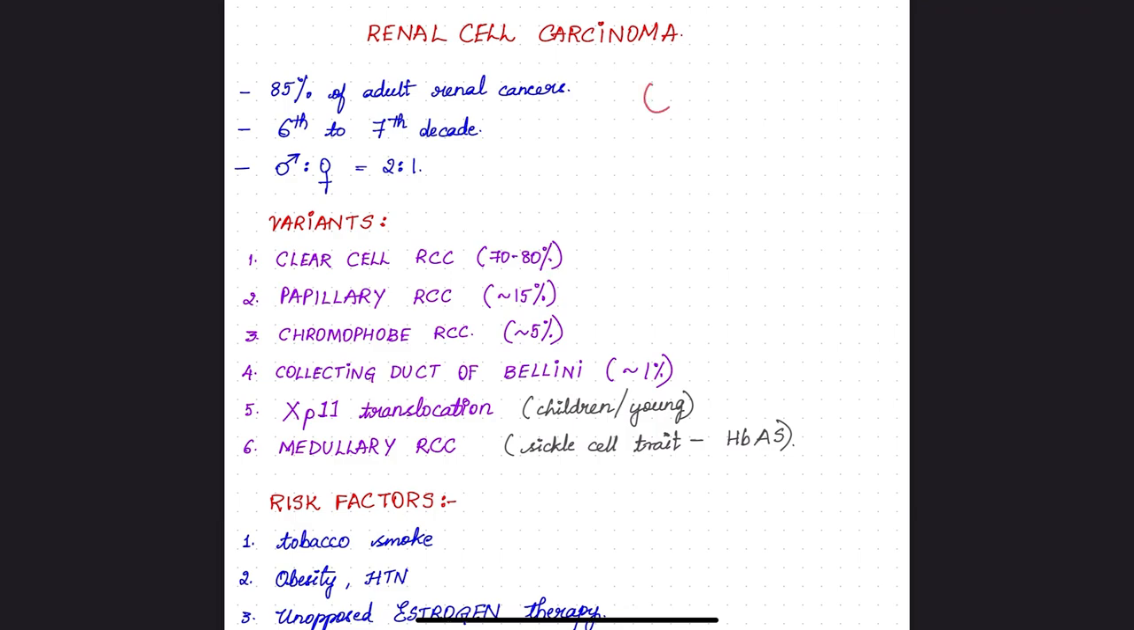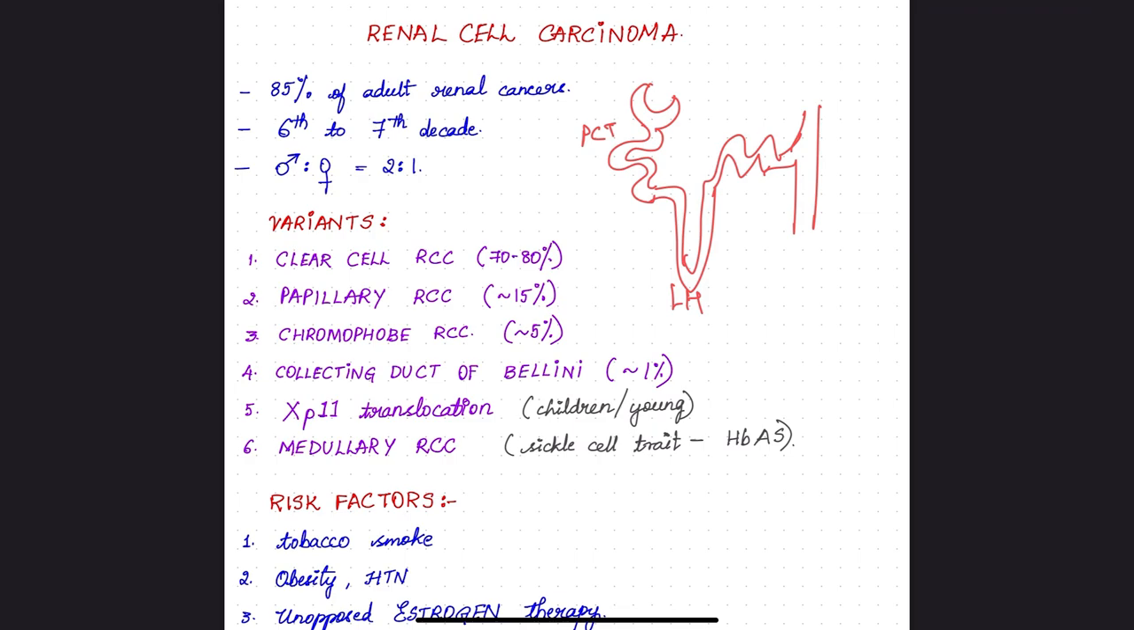That means, for example, this is the Bowman's capsule, this is the PCT, you have the loop of Henle, your DCT, and these are the collecting ducts. These renal cell carcinomas arise from the tubule epithelial cells, the epithelium lining the tubules. It can be from the PCT, DCT, or the collecting ducts, and it can be present either in the cortex or the medulla.